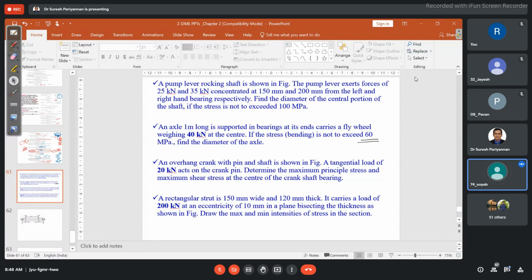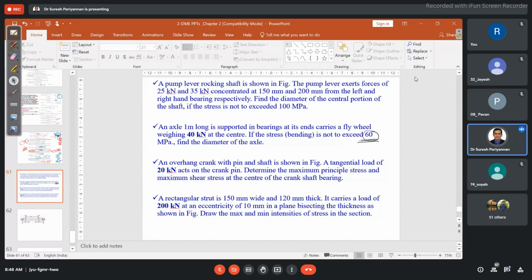Deflection equation is WL cube by 48 EI. Yes. Now, bending moment. Here they have given bending stress, right? So we have to find out bending stress. The same problem I am going to extend in case 2. Whatever you are saying, that formula is applicable. First, based on the permissible limit of the bending stress, we have to find out the diameter of the shaft.